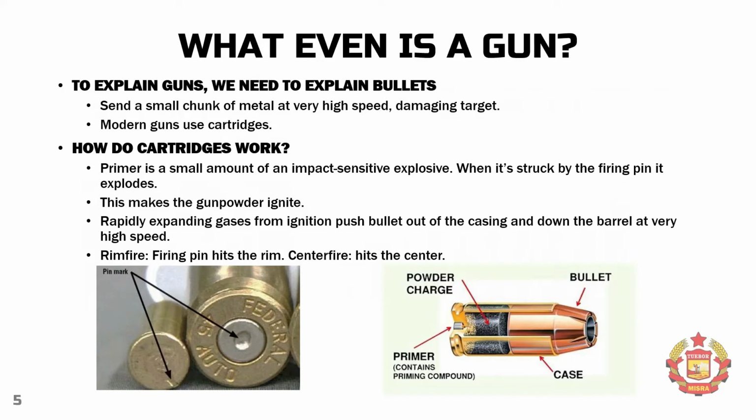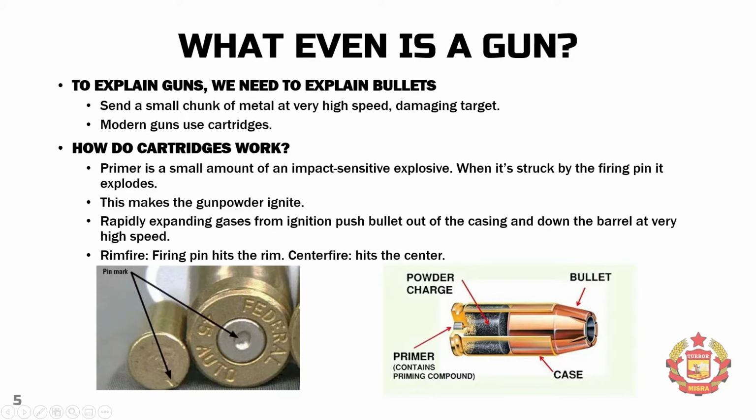So we have to explain bullets first, or cartridges, or rounds, or whatever you want to call them. Bullets are the metal chunk in this bottom right-hand diagram. It's the metal part of this entire cartridge or round. You can use bullet for the entire thing as well. Nobody's going to be that picky, really. But cartridges send a small chunk of metal, the bullet, at a very high speed, damaging whatever you're aiming at.